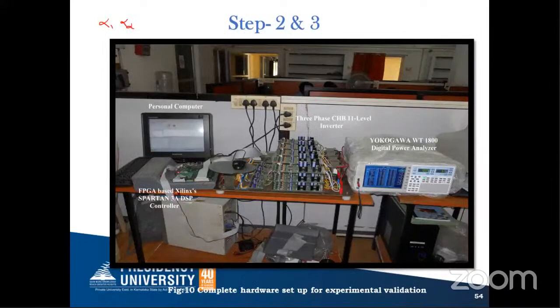In the real-time implementation, we have to run the code, and then write some VHDL code for these switching angles, and give them to the FPGA controller. From the FPGA controller, we produce the firing pulses. Those firing pulses will be given to the driver circuits, and then to the switching devices. Then we observe the output voltage with the help of a power analyzer, let us say a Yokogawa power analyzer, at different modulation indexes.